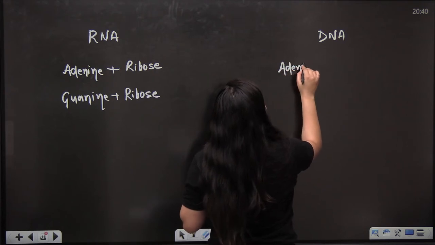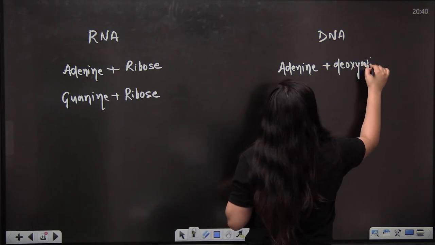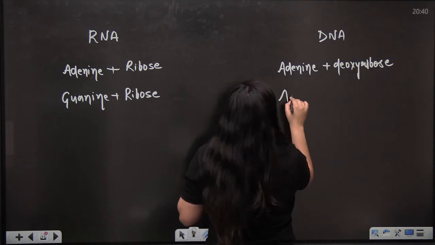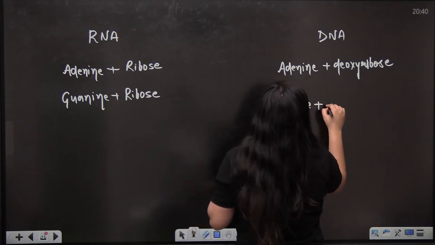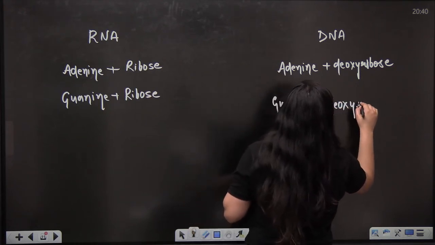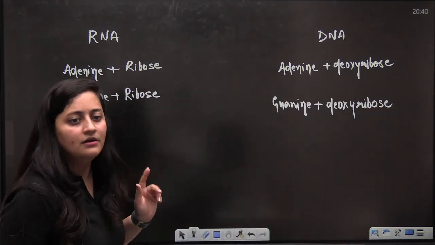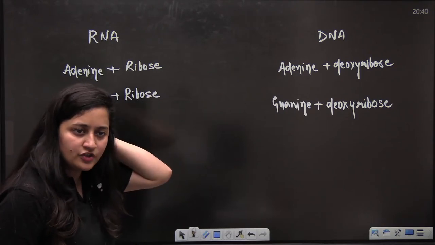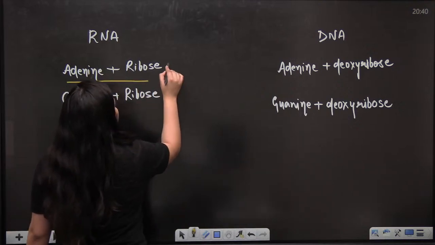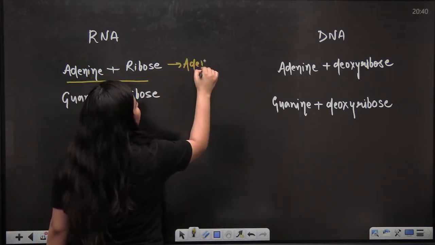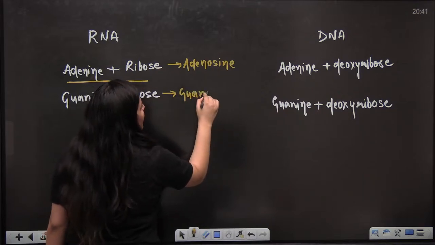In the case of DNA, adenine plus the sugar is going to be deoxyribose. And when it is guanine, obviously guanine plus deoxyribose. Are you getting my point? So when adenine plus ribose are linked, what will be the nomenclature? It is adenosine. When guanine plus ribose, it is guanosine.